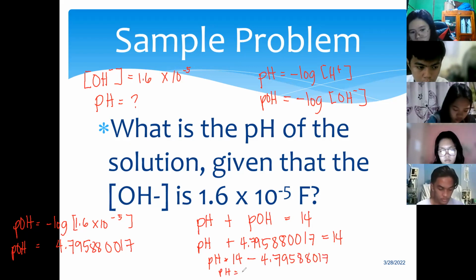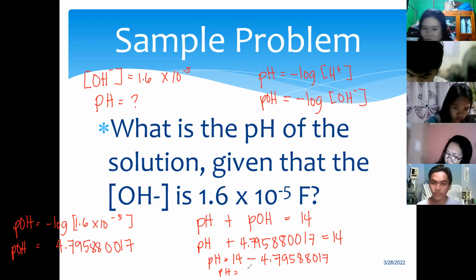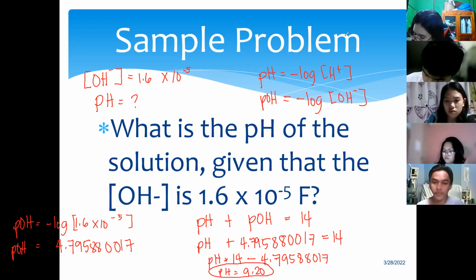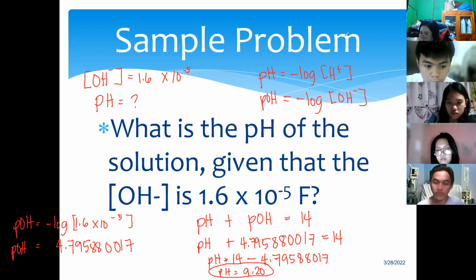4.795880017. Therefore, the pH is 14 minus 4.795880017, which to 2 decimal places is 9.20. So the correct answer here is 9.20. Okay, very good. 9.20.